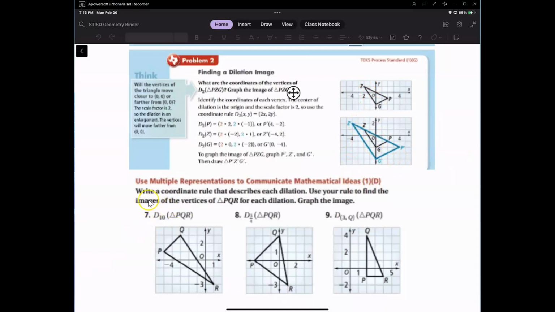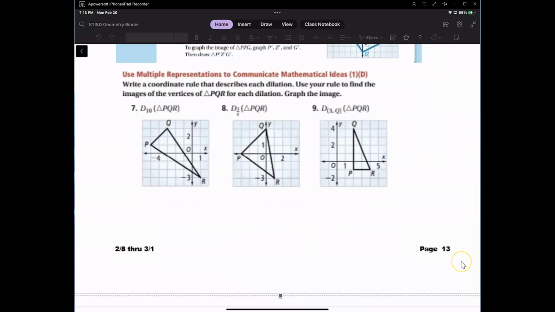We're going to go ahead and do 7, 8, 9. It says write a coordinate rule that describes each dilation. Use your rule to find the images of the vertices of triangle PQR for each dilation, and graph the image. So if we look at 7, we have a D and the dilation is 10. So that is the scale factor. The scale factor is 10.